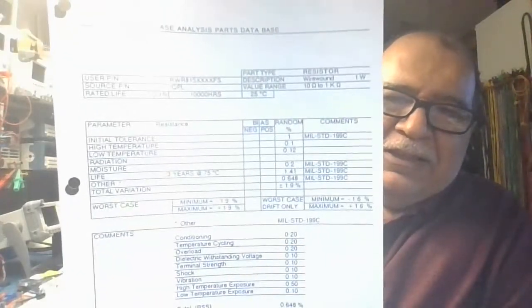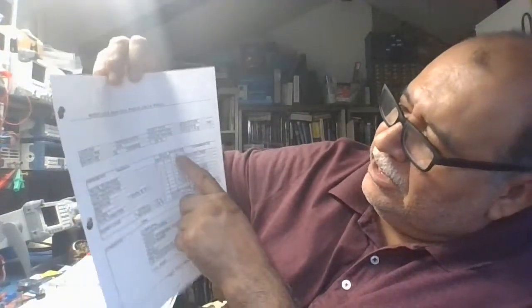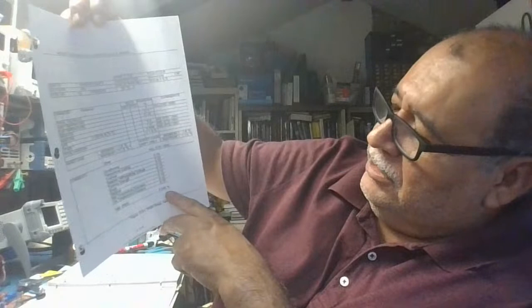But anyway, so you total up your biases and your randoms, and then you end up with this number. Well, actually, here, worst case, you get a minimum of 1.9%, a maximum of plus 1%. And so you get your worst case, and then you also have what is called drift. So this takes a lot of time. I mean, an extreme amount of time.